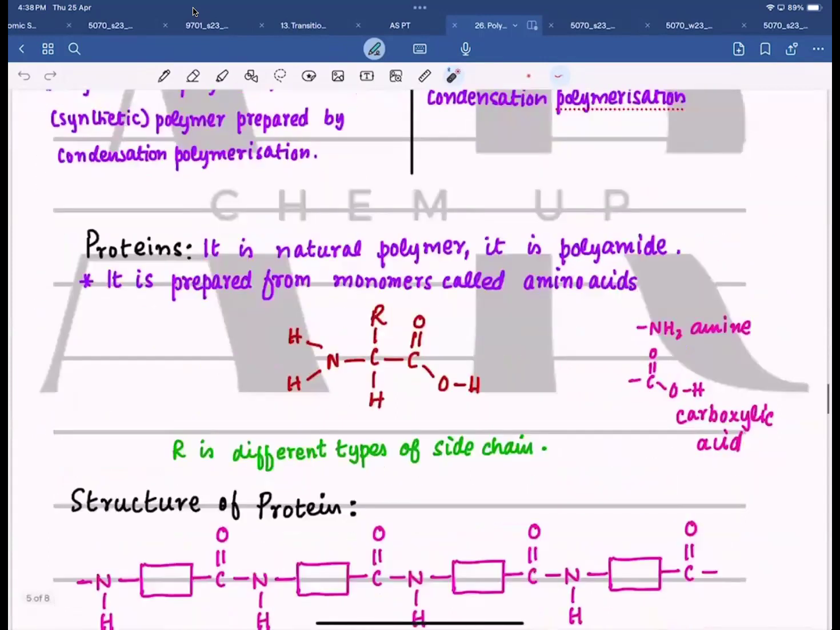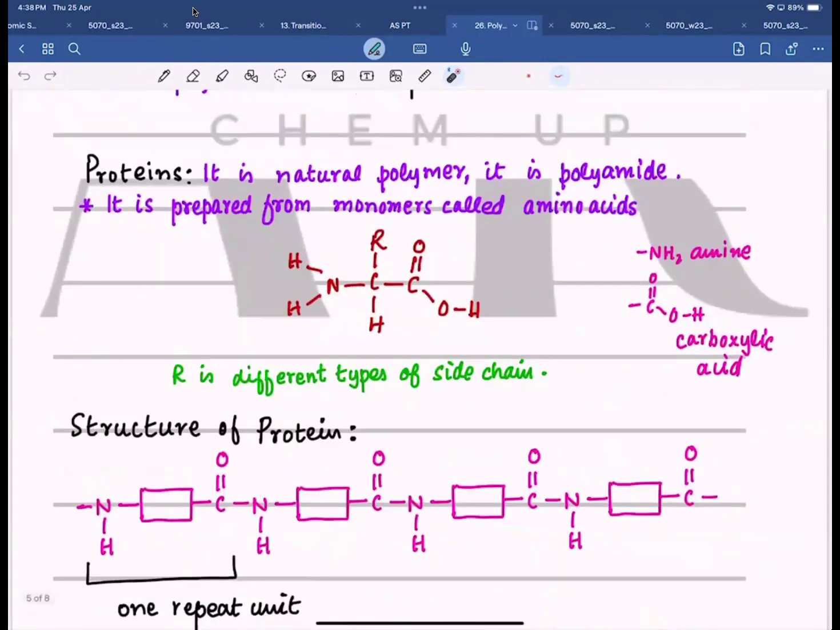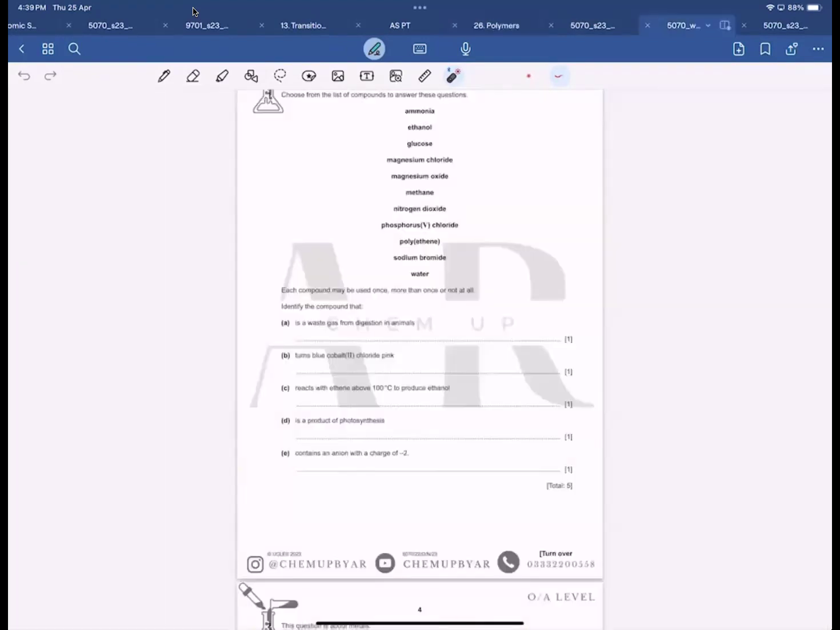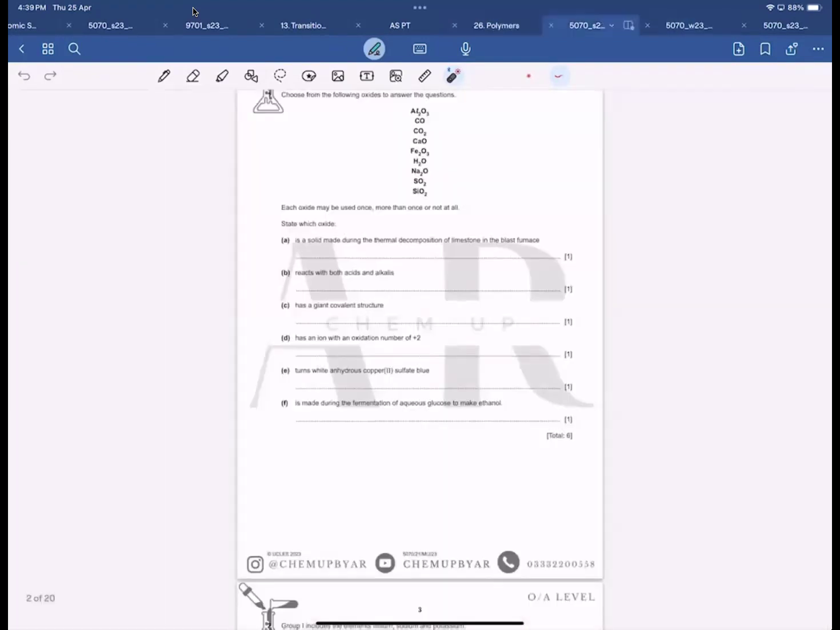Okay, now the next thing we have is proteins. It is a natural polymer and it is a polyamide. It is prepared from monomers called amino acids. And in the last paper that we did yesterday, they asked you to draw the basic or general structure of the amino acid. Let me show you if it's there now. That's what we are going to do today.